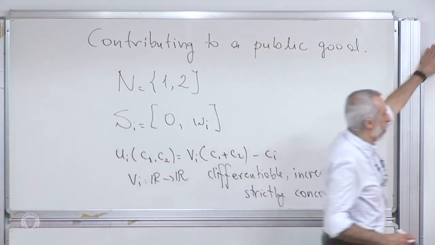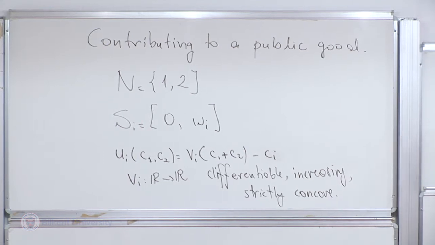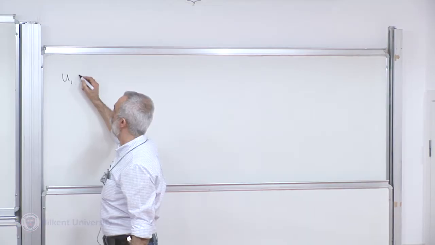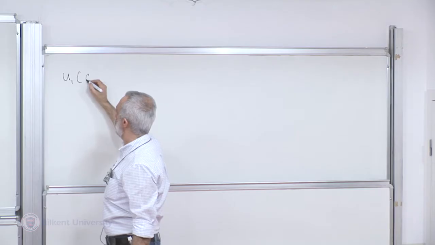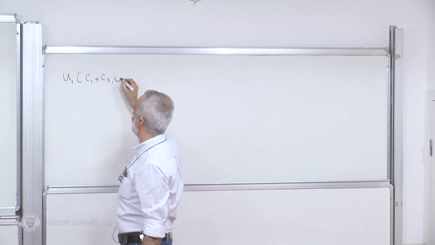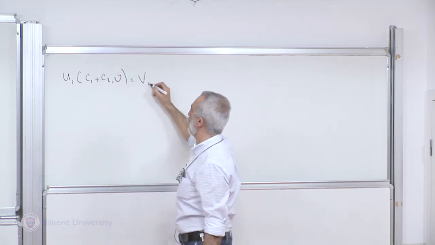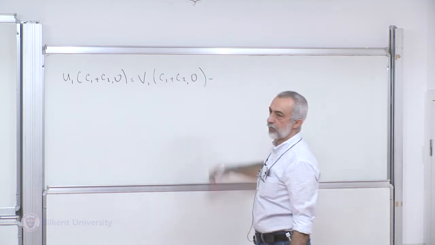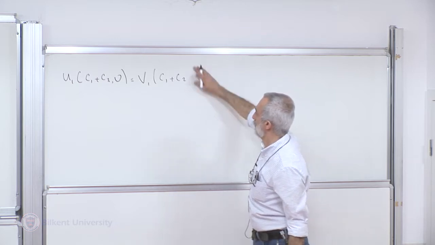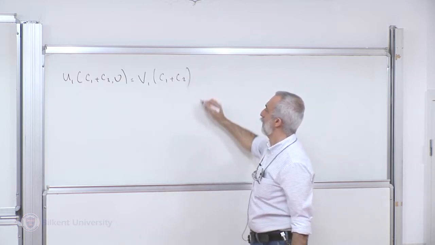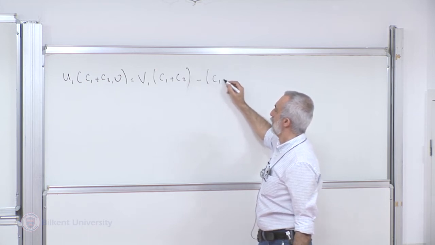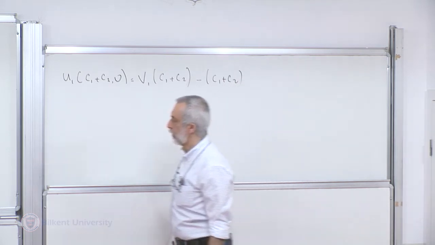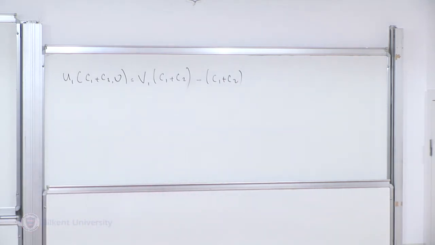Last lecture, we also noticed the following property of this function. Let me write that for U1. U1(C1, C2) was equal to V1(C1 plus C2) minus C1, which is V1(C1 plus C2) minus (C1 plus C2) plus C2, right?